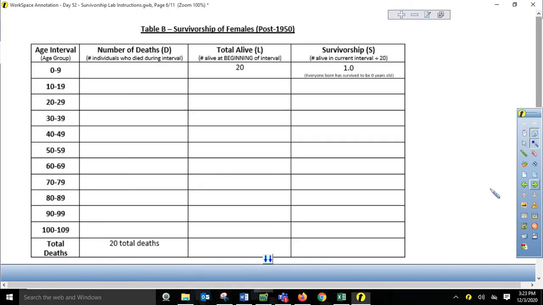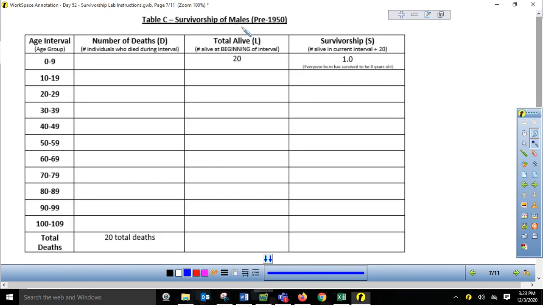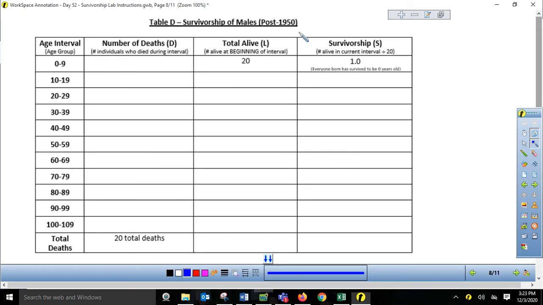So I'm going to do the same thing for females that died after 1950, my second data set. In Table C in our lab, I'm going to do the same thing for males that died before 1950. And then I'm going to do the same thing for Table D, in which I look at males that died after 1950. So once you have all this data, you're done for today.